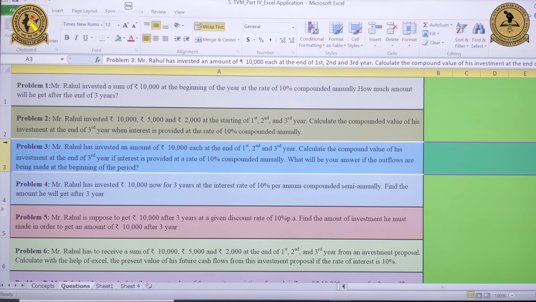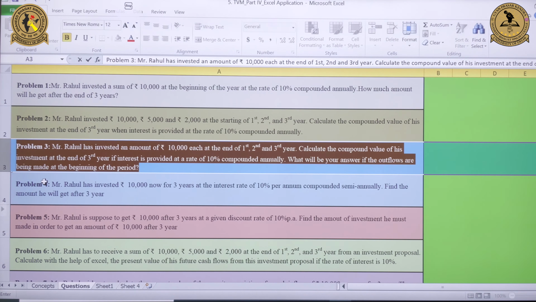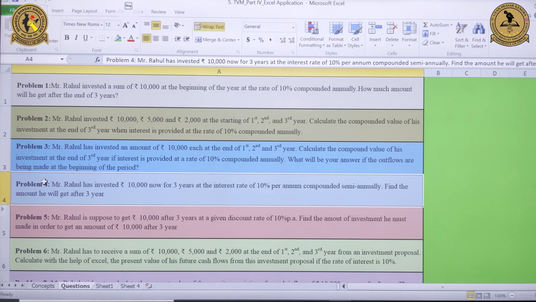Now focus on question 3. Mr. Rahul has invested an amount of rupees 10,000 each at the end of the first, second and third year. Calculate the compound value of his investment at the end of the third year if the interest rate is 10% compounded annually. What will be your answer if the outflows are being made at the beginning of the period? So this is a perfect case of PMT. Now we need to calculate that Mr. Rahul is investing rupees 10,000 each in all the 3 years, at the end of the time period. I need to calculate the future value of a series of equal cash flows, or the future value of an annuity.